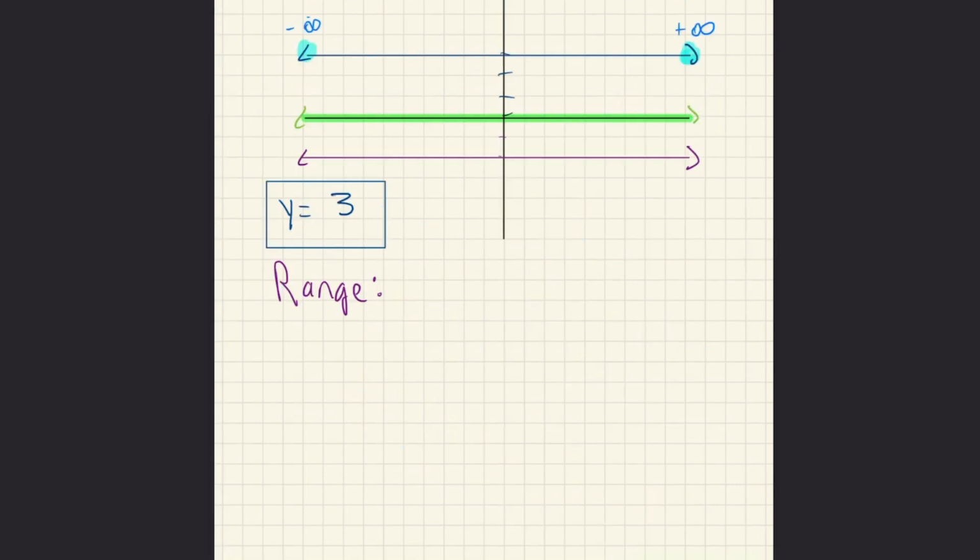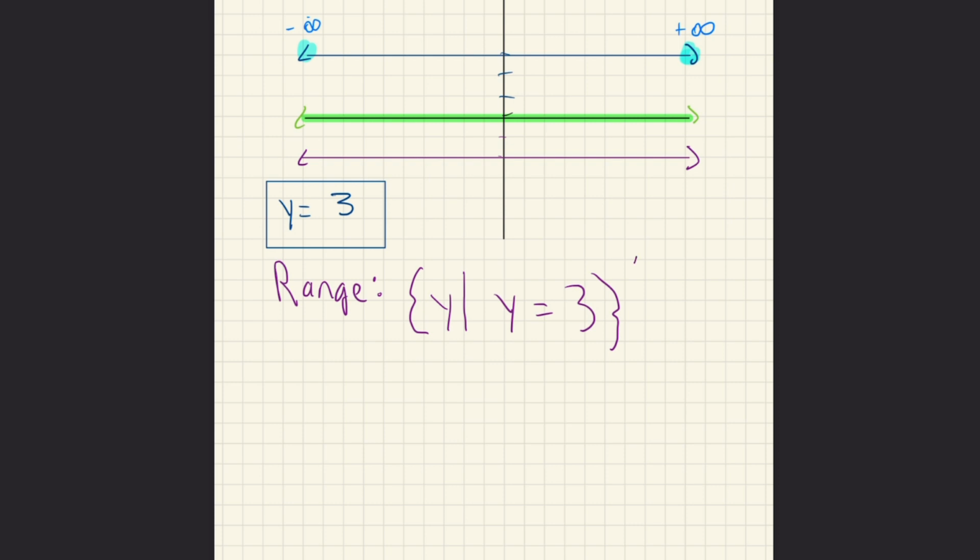Now for the range of y is equal to 3, we're going to do something similar. We're going to write that the set of all y values, and in this case, it only has one value, right? It's only 3, so we're just going to write y equals 3. So the set of all y values such that y is equal to 3. And that's the range. So you have set builder notation and interval notation.